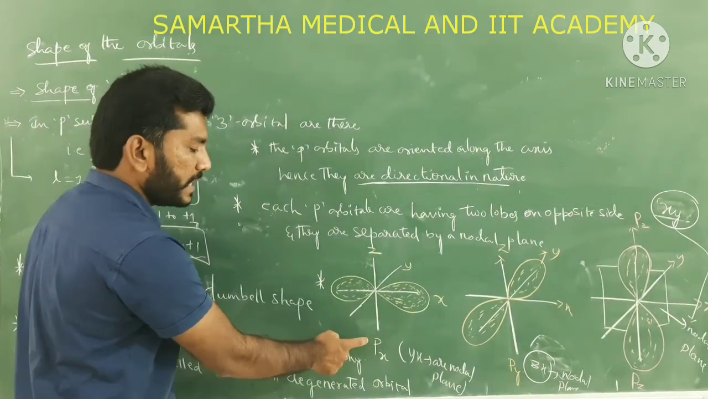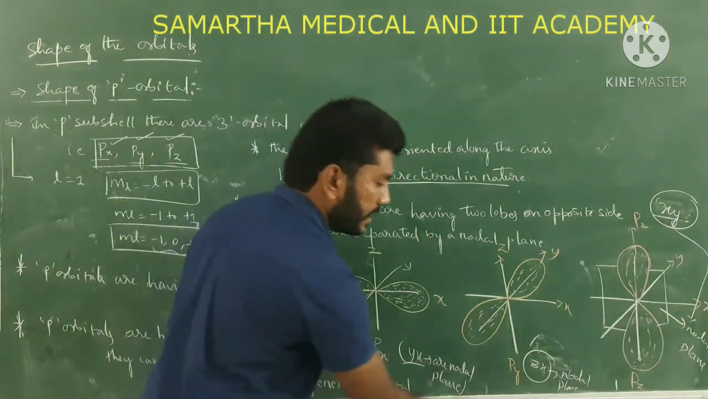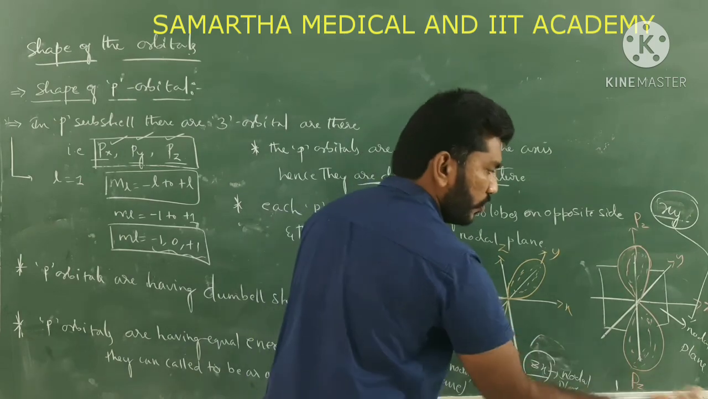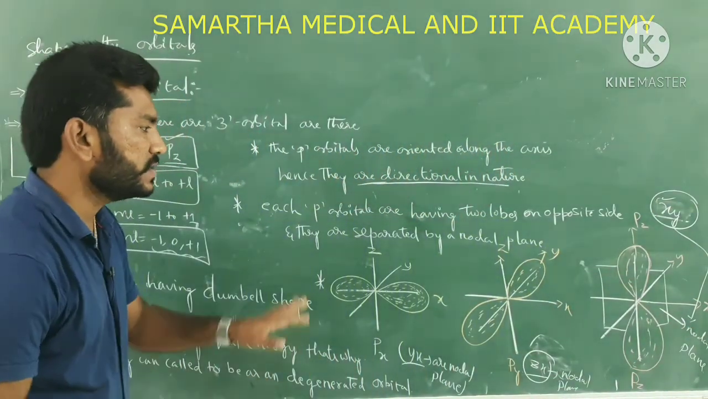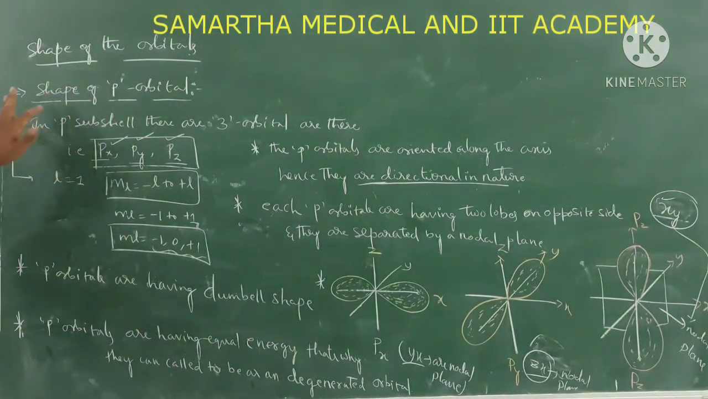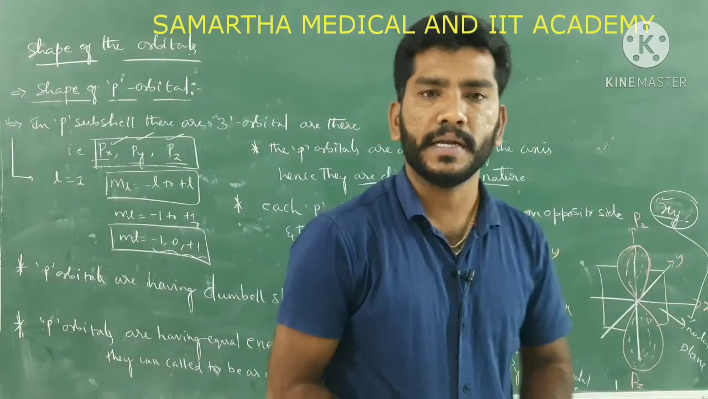In the case of the px orbital, what will be the nodal plane? yz. In the case of py, what will be the nodal plane? That is zx. In the case of pz, what will be the nodal plane? That is xy, guys. So this is all about the shape of the p orbital. In the next section we are going to discuss the shapes of the d orbital.